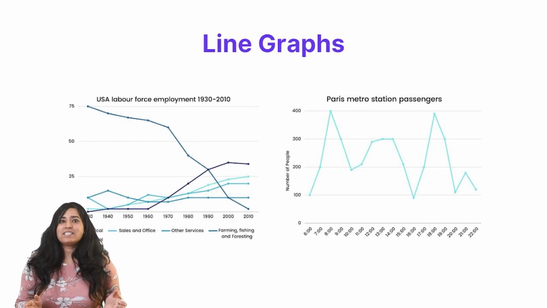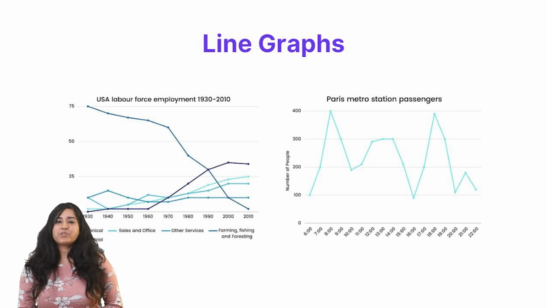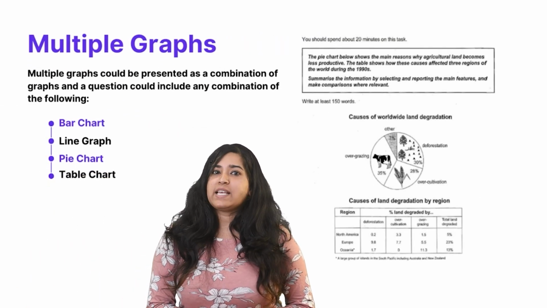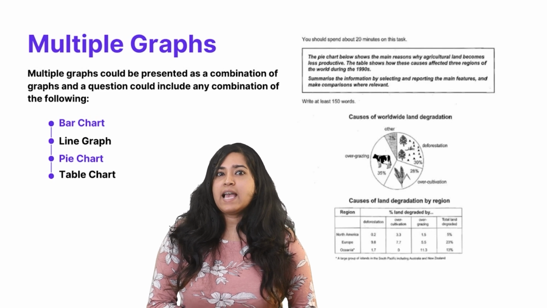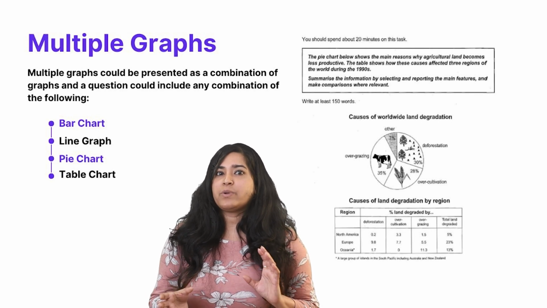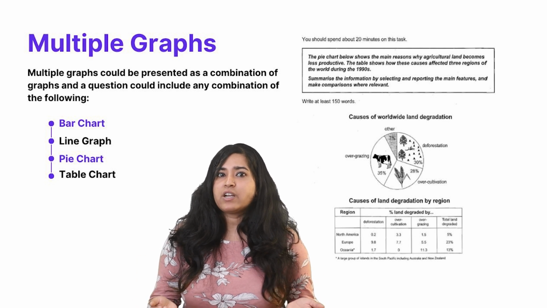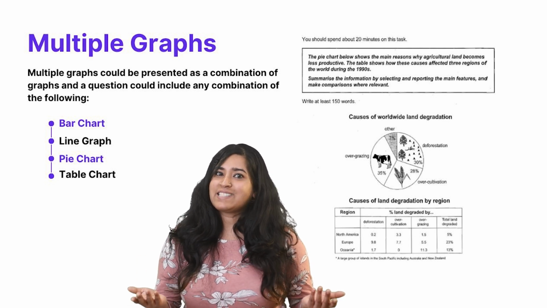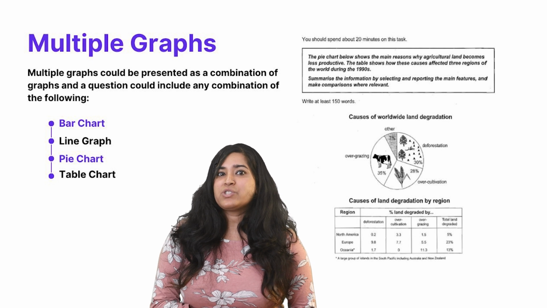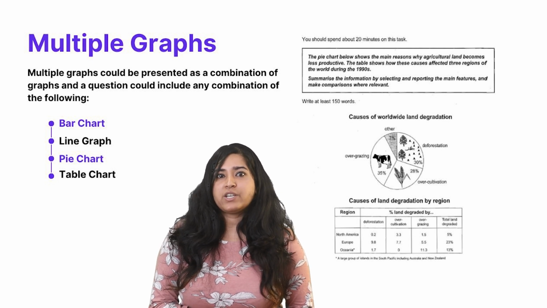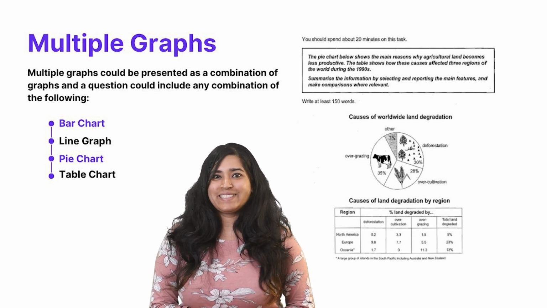And last but not least, the final question type that you can encounter for this task is multiple graphs. Multiple graphs could be presented as a combination of graphs, and a question could include any combination of the following: bar charts and line graphs and pie charts, tables and pie charts, etc. The example on screen shows us a combination of a pie chart and a table.